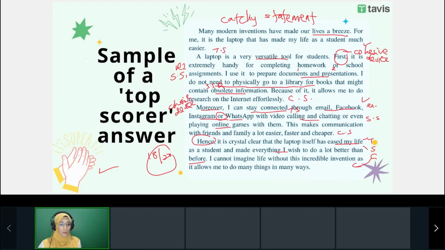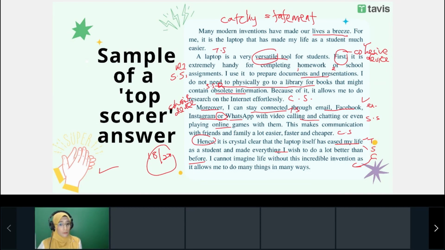Why, teacher, I cannot get full marks? Why is this not a full mark? Okay, maybe because the person uses simple, too simple sentences. Maybe. Okay, like here, the laptop is a very versatile tool for students. Okay, good enough. Maybe you could try and come up with another word for versatile, right? And because of it, it allows me to do research on the internet effortlessly.